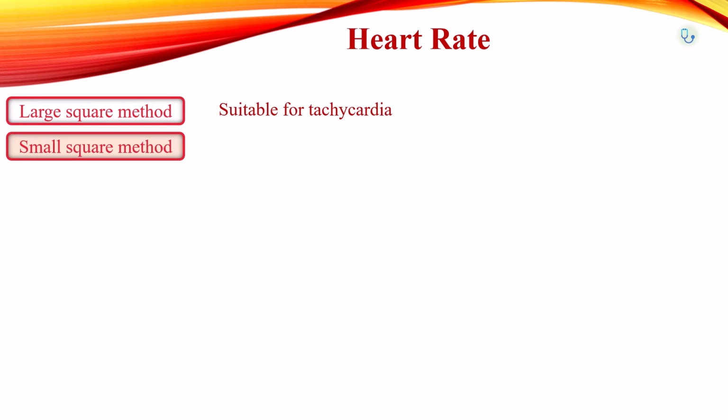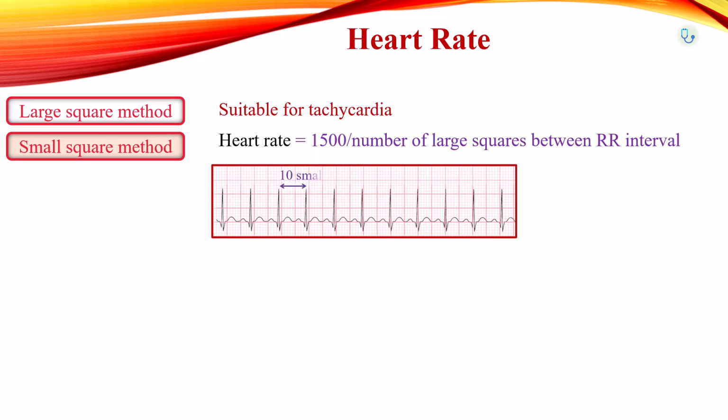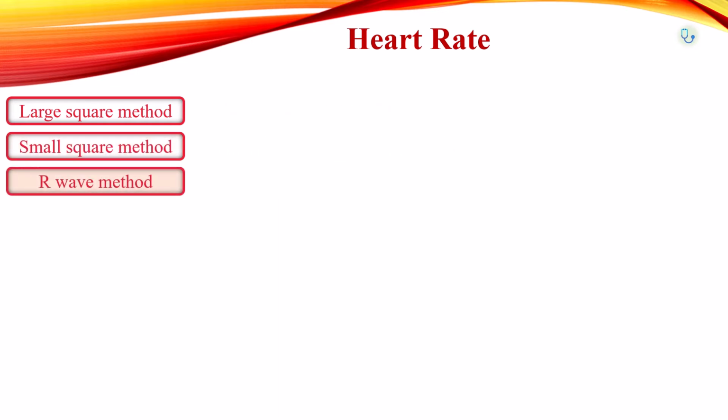This method is similar to the large square method, except 1500 is divided by the number of small squares between successive R waves. For example, 10 small squares between R to R interval implies a rate of 150 beats per minute. The next method is called R-wave method.